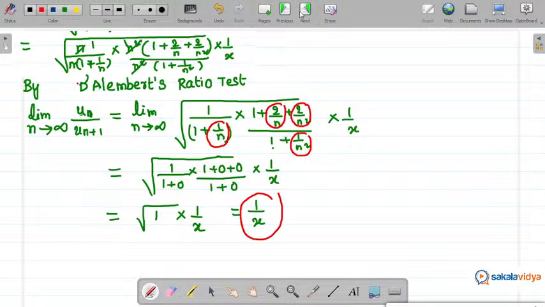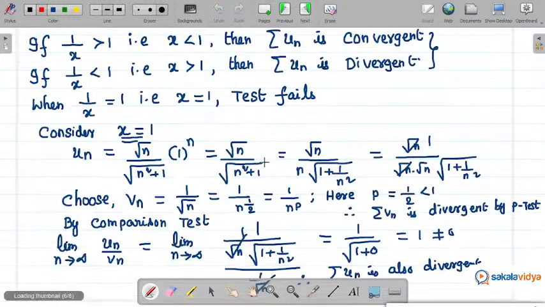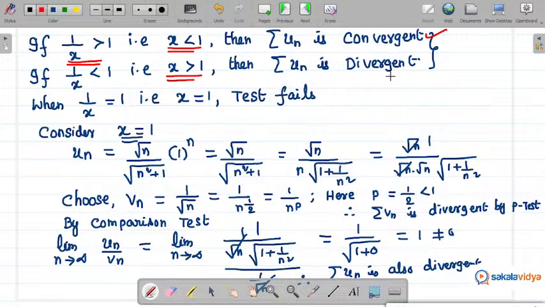Now the three cases will arise. So what are the three cases? If 1 by x is greater than 1, that is x less than 1, sigma un is convergent. When 1 by x is less than 1, that is x greater than 1, sigma un is divergent. So when 1 by x is equal to 1, or x is equal to 1, the test fails. When the test fails, you need to substitute x equal to 1 in un.